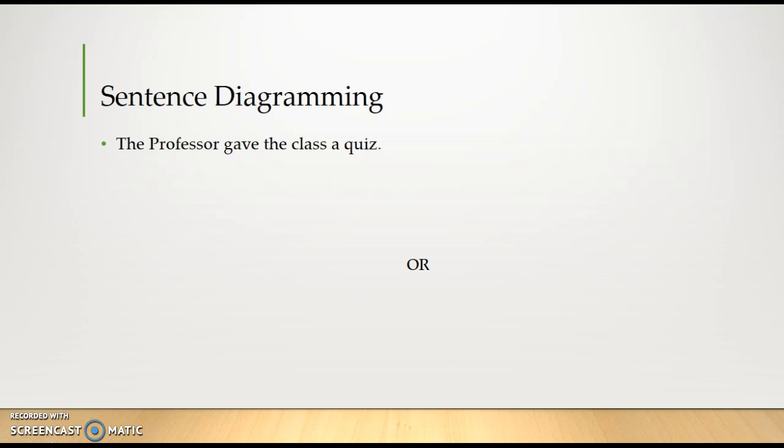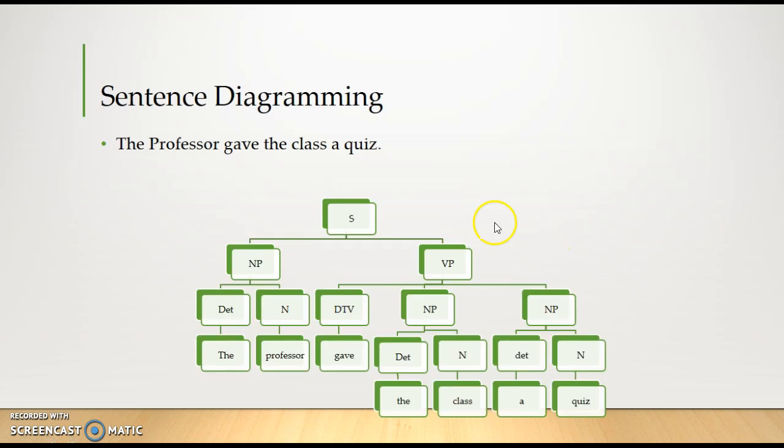So the professor gave the class a quiz. We have our noun phrase, determiner, the professor, or the, and then noun, our professor. And then our verb phrase, ditransitive verbs, means it requires two things. So gave it to whom. So we're answering those with our two noun phrases. So gave the class, that's our whom, it, a quiz, determiner, and our noun.